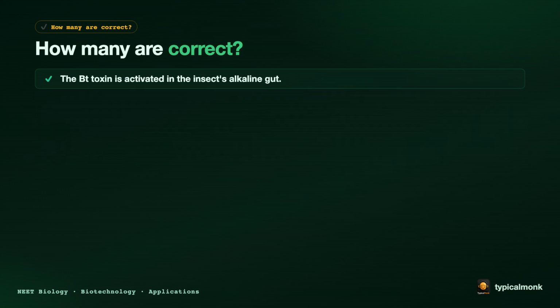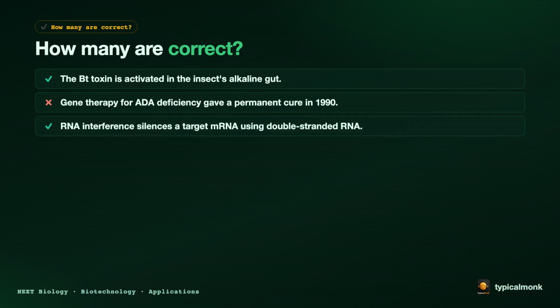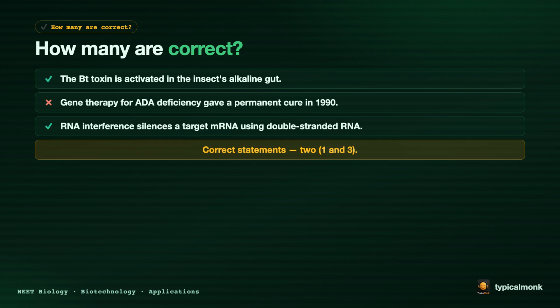Now the third drill. How many of these statements are correct? Check them one by one. First, the Bt toxin is activated in the insect's alkaline gut. This is correct. Second, gene therapy for ADA deficiency gave a permanent cure in 1990. This is wrong. Third, RNA interference silences a target messenger RNA using double-stranded RNA. This is correct. So the correct statements, 2, that is, the first and the third.